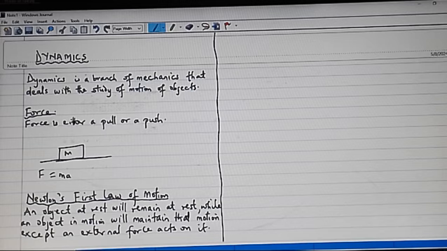An inertial frame is a reference frame in which an object may continue to move at constant velocity when that object is not subjected to any force. That's an inertial frame.